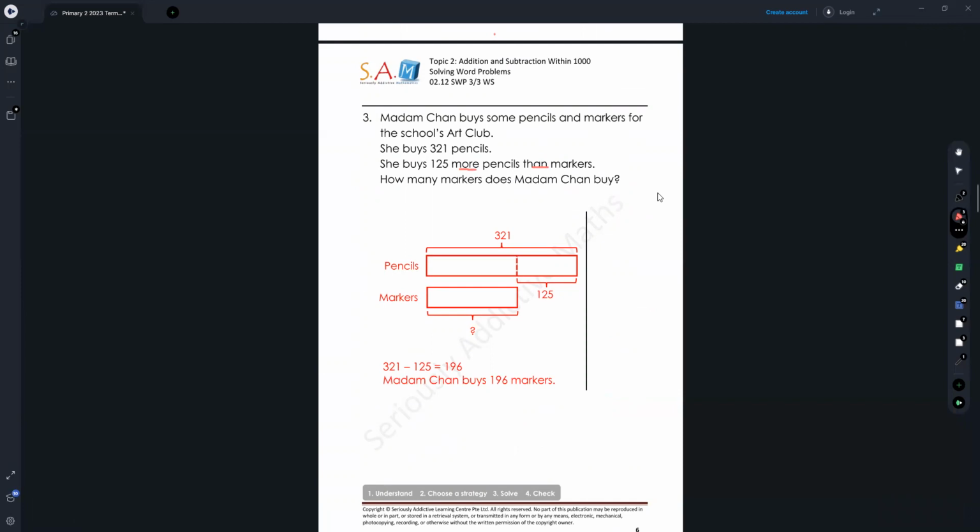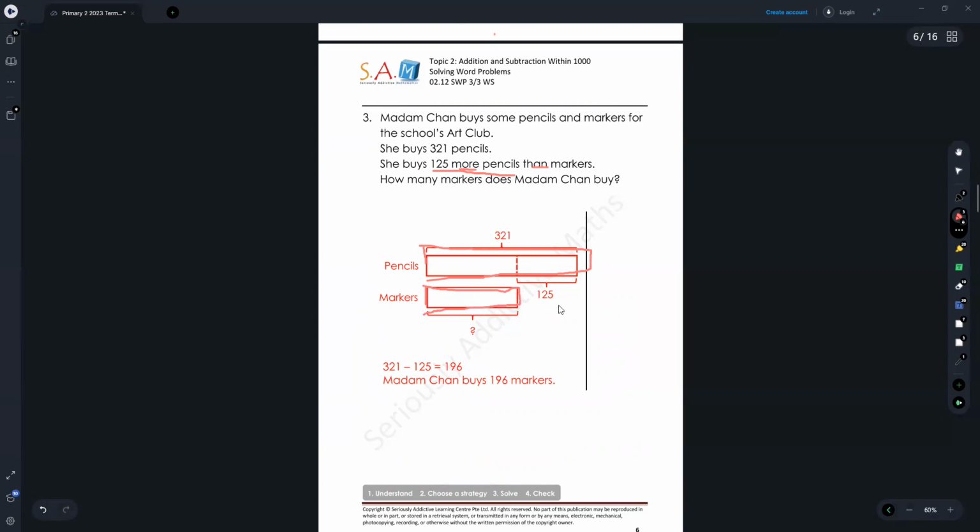How do they know? They may say 321 pencils is the longer one. Why? Because they don't know the markers yet. They have to look for this word: 125 more pencils. Here it already says there are more pencils, which means you draw a longer one for pencils, and then the shorter one for the markers. Remember the label and so on. And then, where is the "more"?